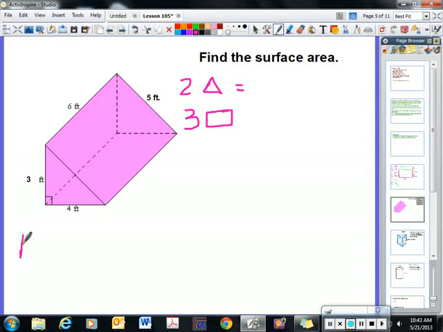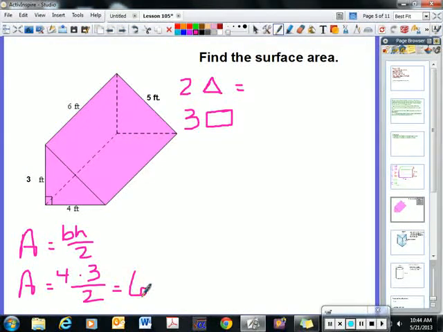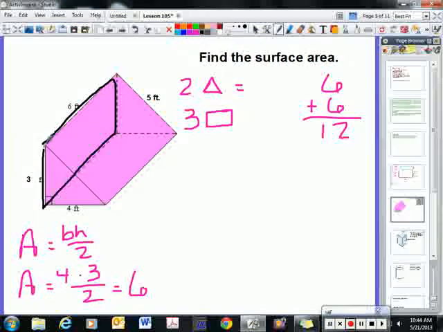So we know that with a triangle, it's base times height divided by 2. And in this case, our base and height are 4 and 3 divided by 2. So each triangle is 6. So I have 6 plus 6. That's our 2 triangles. Okay. Then our rectangles. All right, let's look at this back rectangle. This one right here is a 3 by 6 rectangle. So we have length times width, 3 times 6, that would be 18.